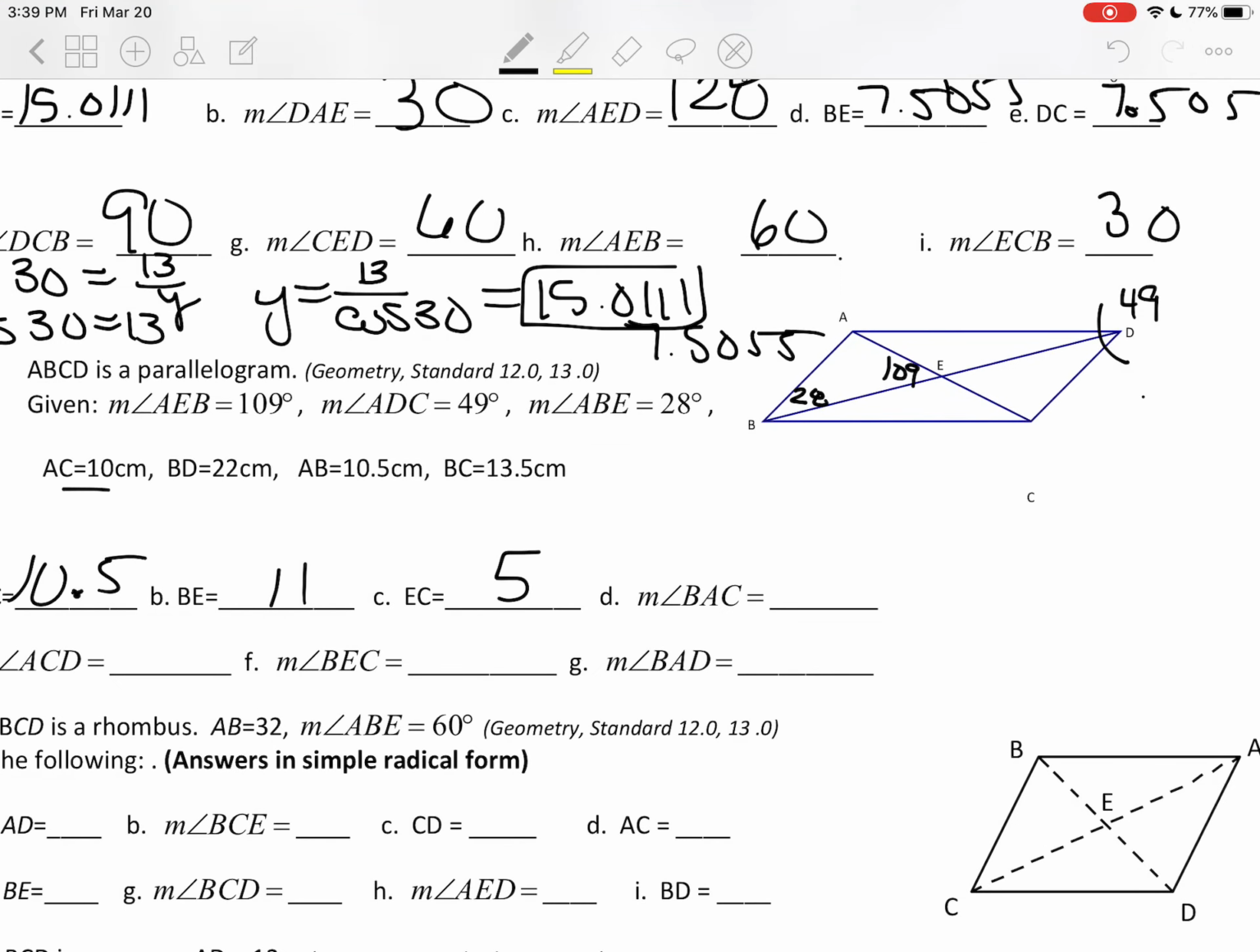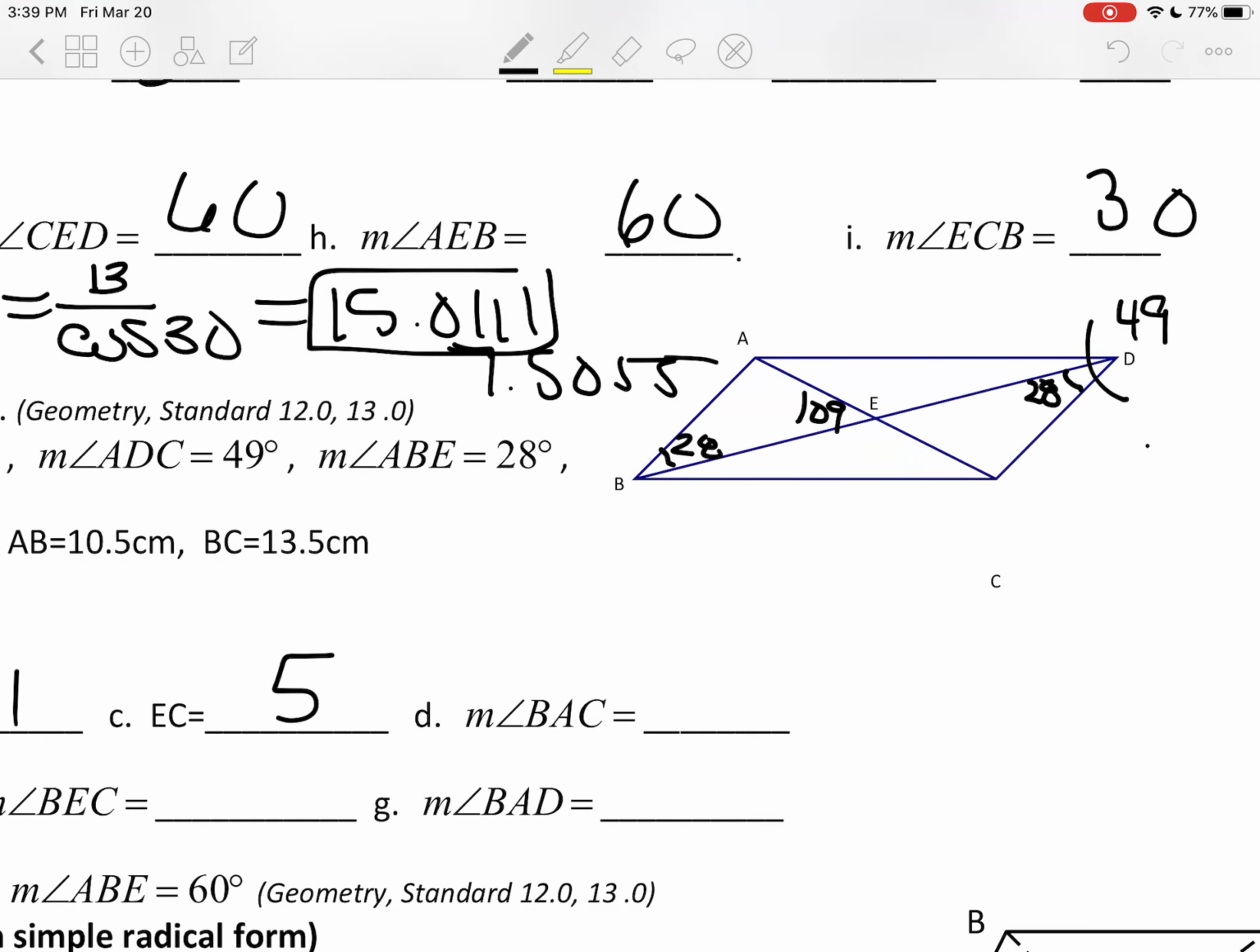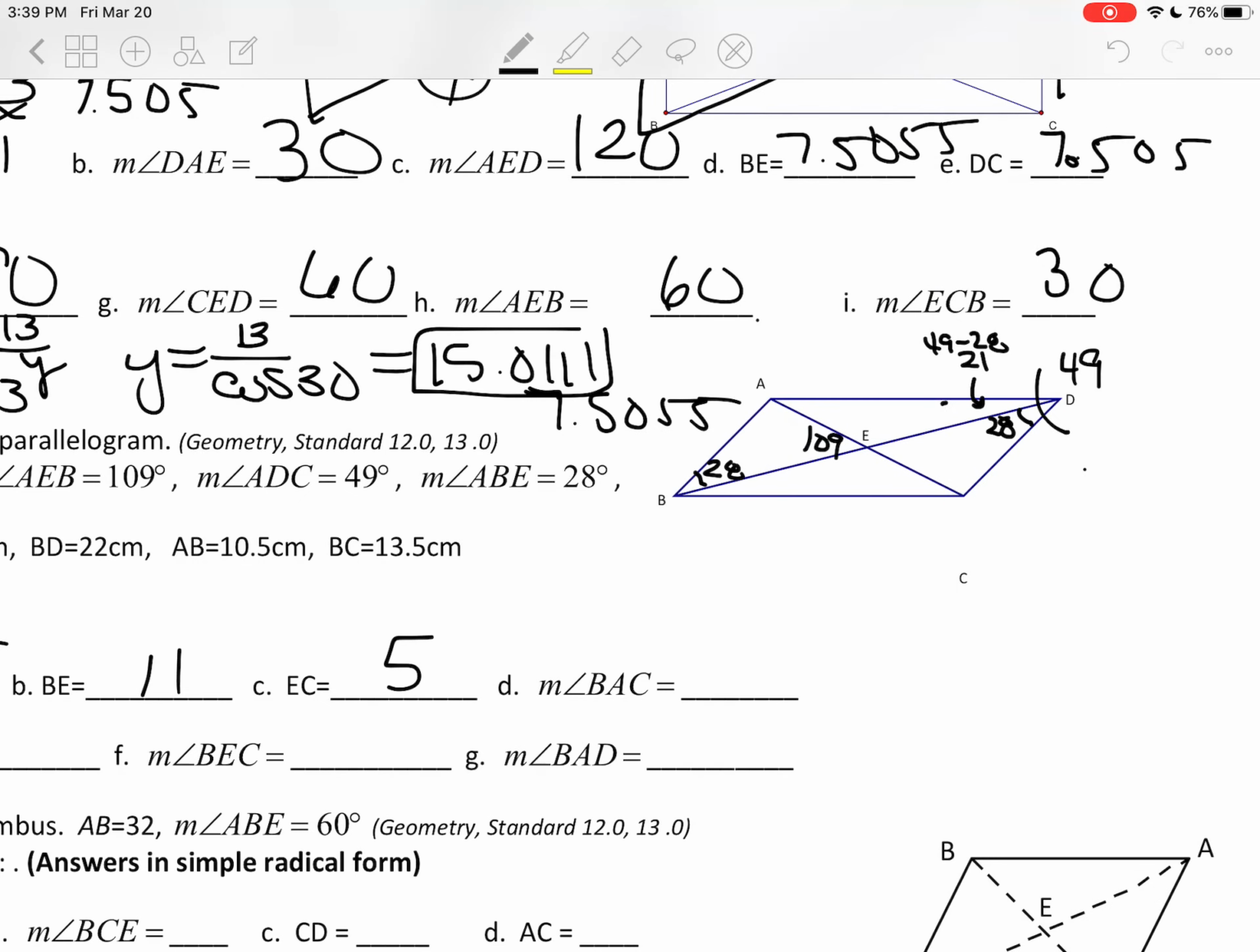In a parallelogram, you're going to be using all of our angle properties. We are going to use triangle sum, we're going to use alternate interior, we're going to use supplementary, vertical angles, all of them. All right? So if this angle here is 28, then this angle here is also 28 because it's alternate interior. Since I know that the whole angle is 49, I can find this one by taking 49 minus the 28, and it gives me 21. Okay, so this one is 21.